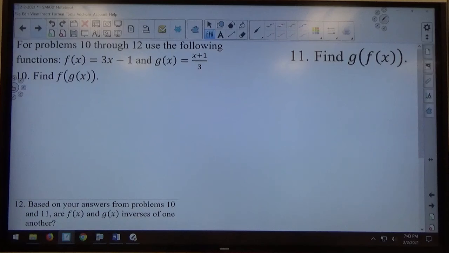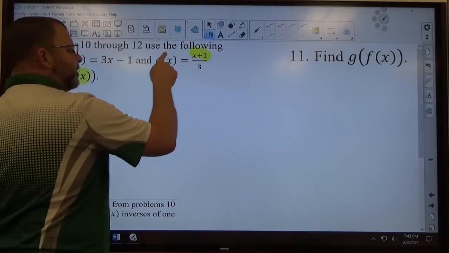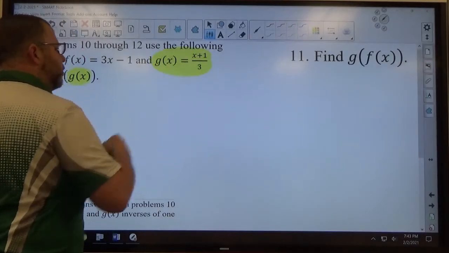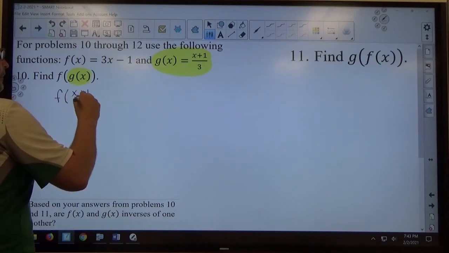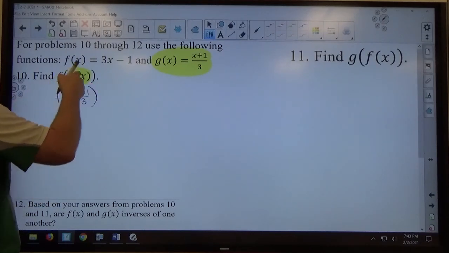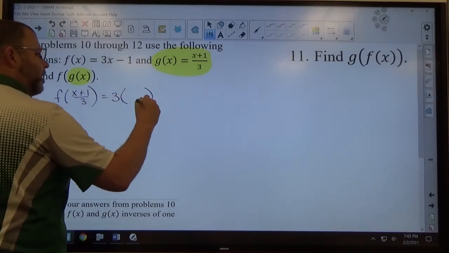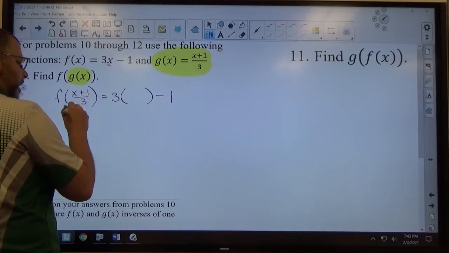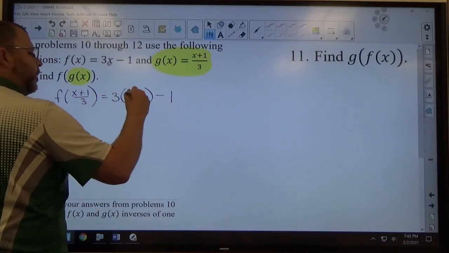Okay, 10, 11, and 12 all use these two functions, and they're basically going back to problem number 6. It's composition of functions. So f of g of x is this expression. So f of g of x means f of that expression. So change g of x to that expression. F of that expression means 3 times something minus 1. The something, which is x, is changing into that stuff there. So I'm going to put x plus 1 over 3 in the parentheses.